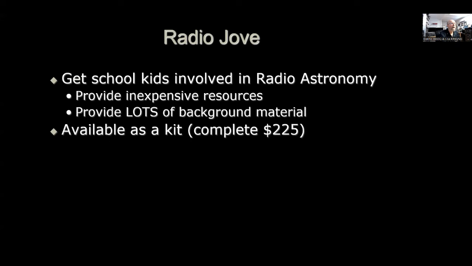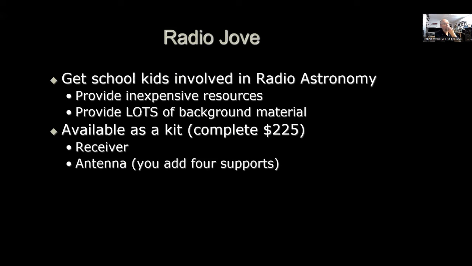save one part. The whole kit is $225. It consists of a receiver and an antenna, but you have to add supports for the antenna. It's basically a dual dipole. The software is free. You can download it anytime.